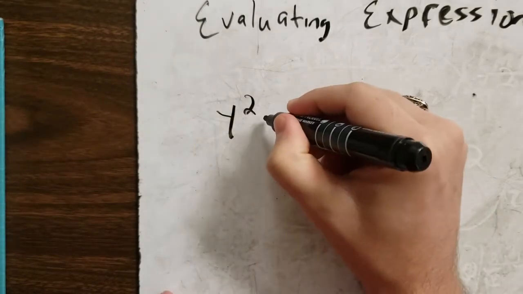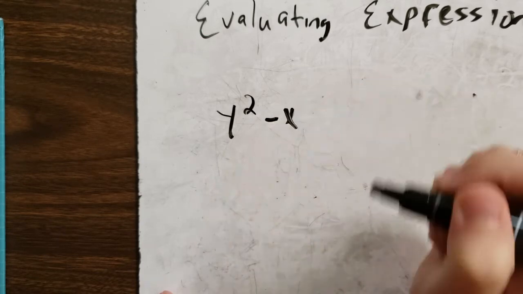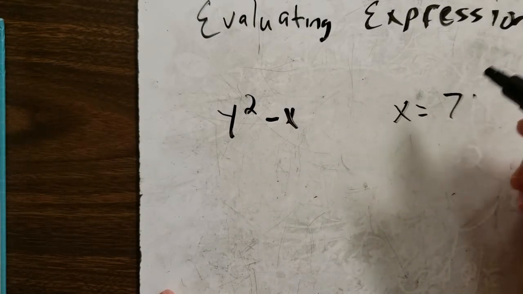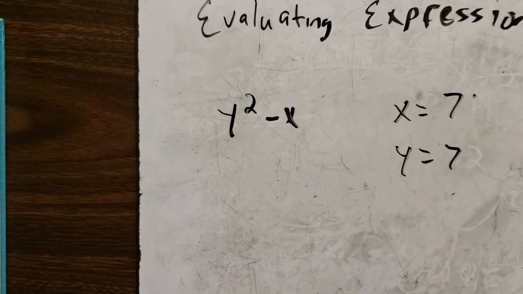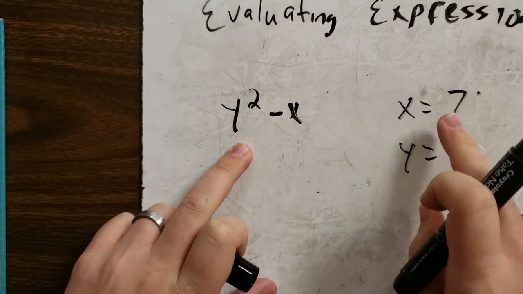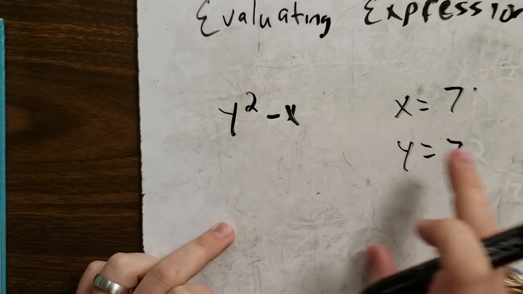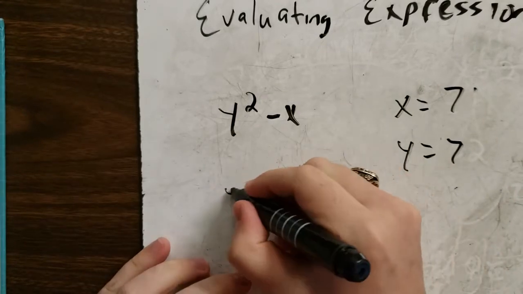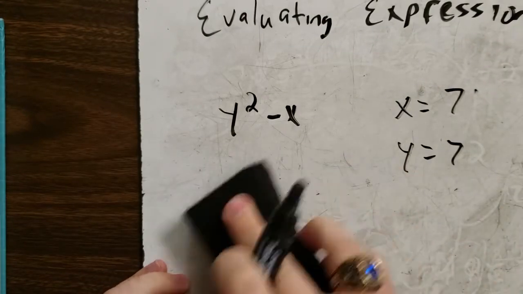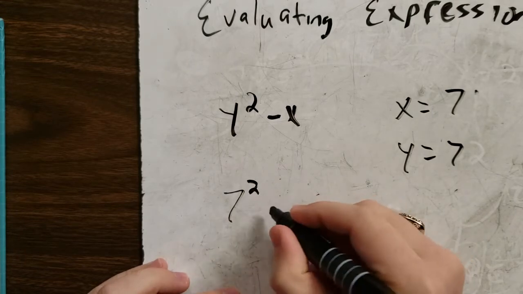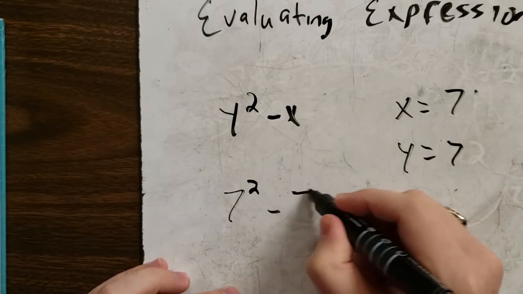y squared minus x, when x equals 7 and y equals 7. So now our y equals 7, so we plug in our 7 in for our y. So 7 squared minus our x, which is also 7.